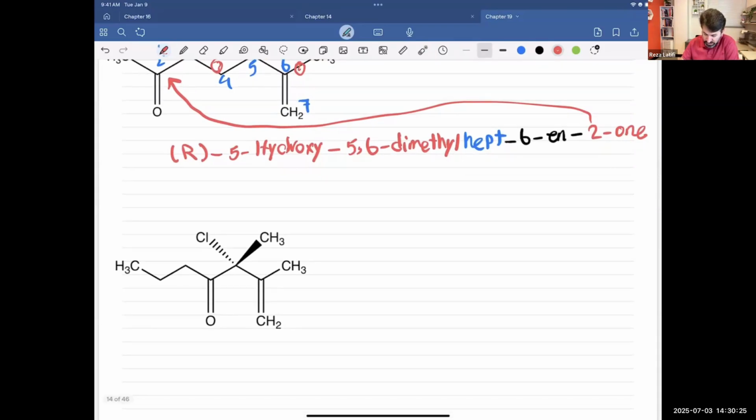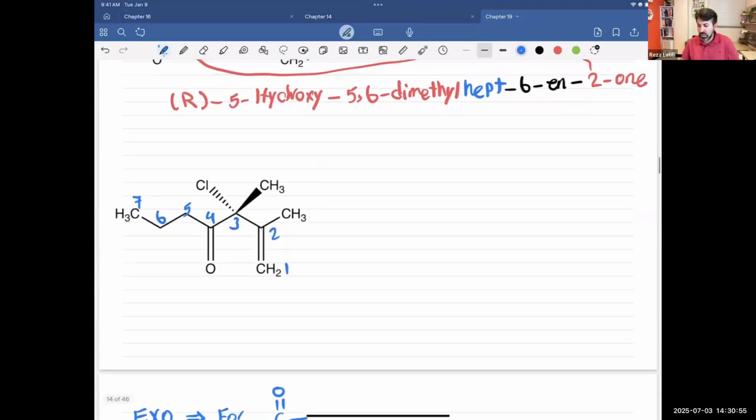Next one. If you look at the carbonyl, whether you go from left or right, you go 1, 2, 3, 4. You get 4 for it. And if we go from the right side, I go 1, 2, 3, 4. So in both cases, the carbonyl is getting 4. Now the question is from which side I need to label it. The answer is going to be from the right side, because the double bond will get the smallest possible number.